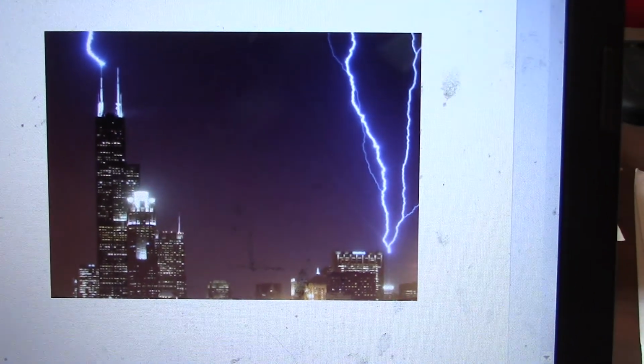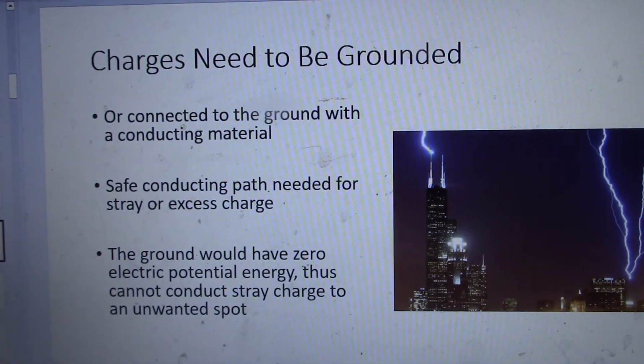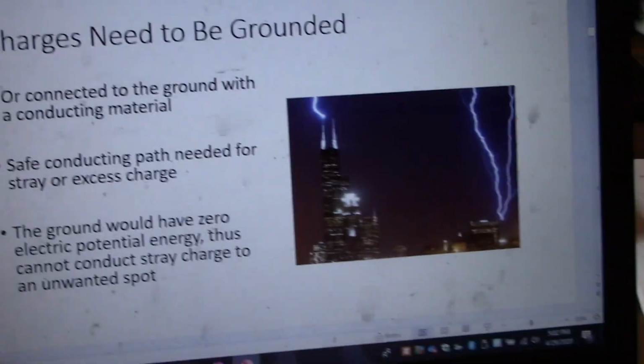So this is Willis Tower in Chicago, so I was talking about lightning rods on that, right? So charges need to be grounded, right? So that's why large buildings have lightning rods.